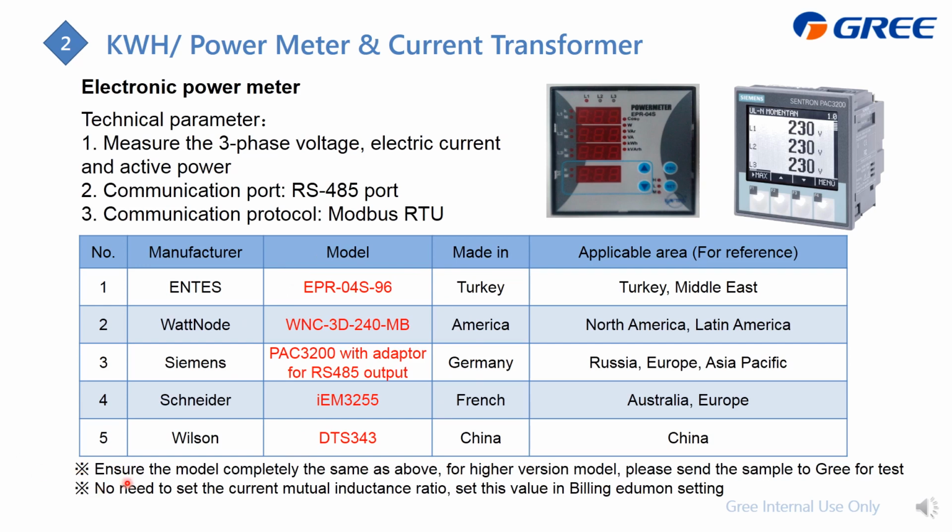Here is the notice: if there is a newer model, as we cannot ensure it is 100% available for the wiring, you can send this model of power meter to Gree so we can test it for you. And also, if it is possible to set the current transformer ratio, there is no need to set it on the power meter, because we have a summarized setting on the gateway.